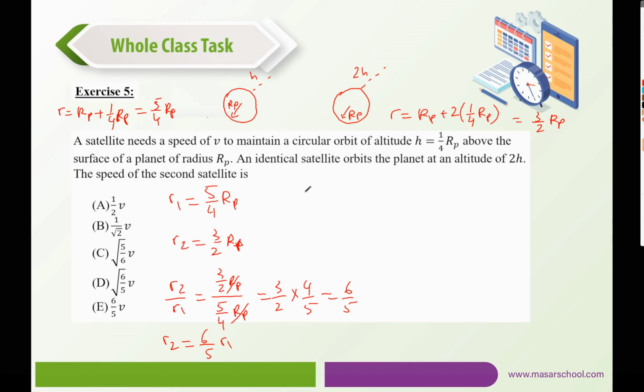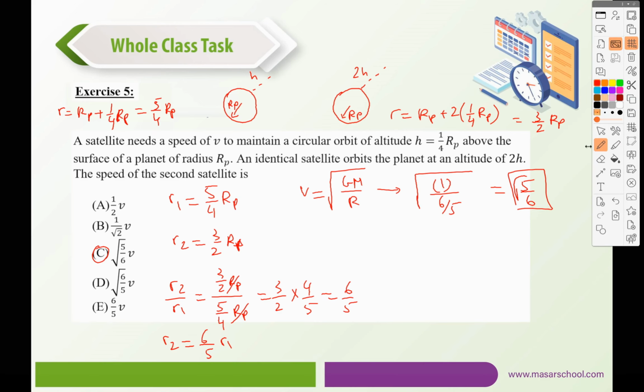And now we can say that the speed is given by the square root of GM divided by r. Now we can apply the factor of change. That would be the radical of 1 divided by 6 over 5, which is radical 5 over 6. Then the answer we're searching for is C, which is radical 5 over 6. Here, notice carefully that we couldn't apply directly the factor of change. We need to know how the new radius, or the new separation distance, is related to the previous one by calculating the ratios.